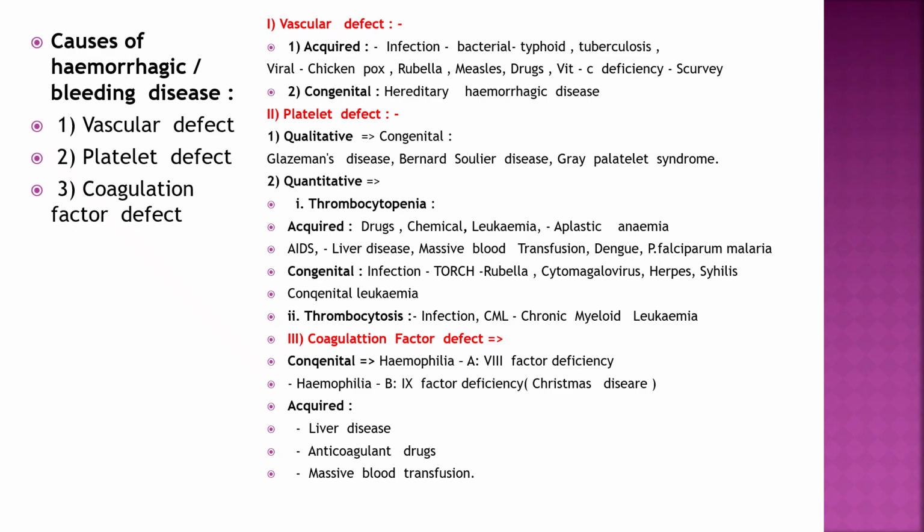Then causes for the coagulation factor defect. They can be congenital or acquired. Congenital: hemophilia A, that is factor 8 deficiency, and hemophilia B, factor 9 deficiency, also called Christmas disease. Acquired causes can be liver disease, anticoagulant drugs like warfarin, heparin, or massive blood transfusion. Because of that, the blood gets diluted and the platelets or coagulation factors become less, and then it causes a hemorrhagic disorder or bleeding disorder.